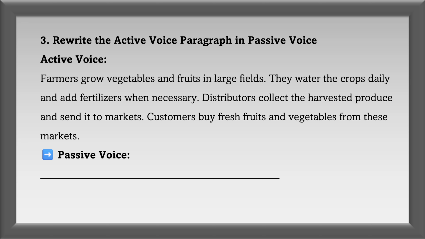Active voice. Farmers grow vegetables and fruits in large fields. They water the crops daily and add fertilizers when necessary. Distributors collect the harvested produce and send it to markets. Customers buy fresh fruits and vegetables from these markets.